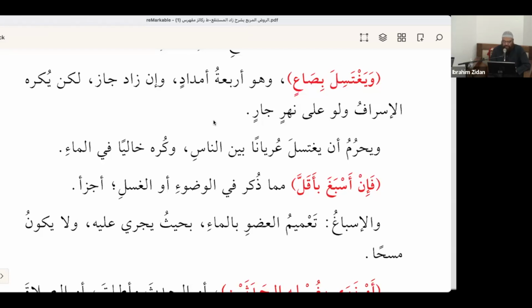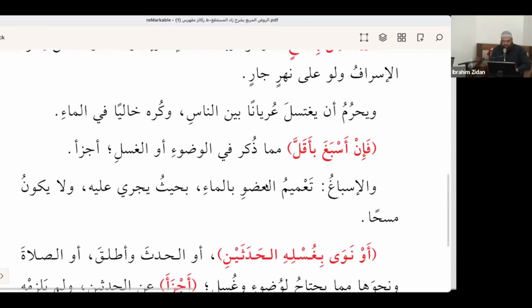والإسباغ, what is الإسباغ here? The definition of it, تعميم العضو بالماء, to cover the عضو, the organ, the part of the body with water, بحيث يجري عليه, where it runs on it. ولا يكون مسحا, and it's not wiping. So that's what constitutes al-isbagh. When you pour the water on it, the water runs on the organ. Does it have to run on every single part of it? No. Just the fact that it's running, and then with a dalk, with rubbing, you would cover the entire عضو, the entire organ, then that's sufficient. And that's isbagh. بحيث يجري عليه ولا يكون مسحا. المسح is when the water is not running on the عضو.